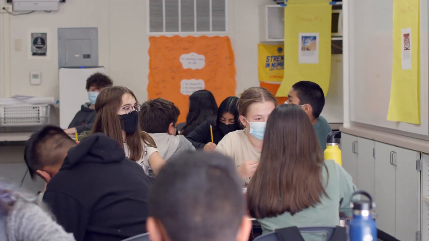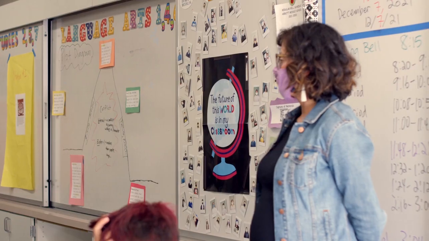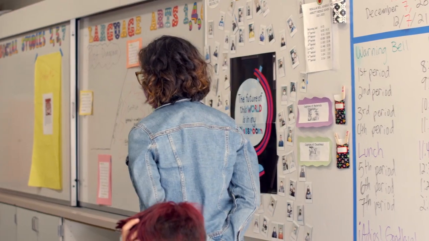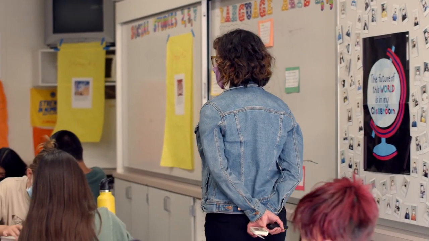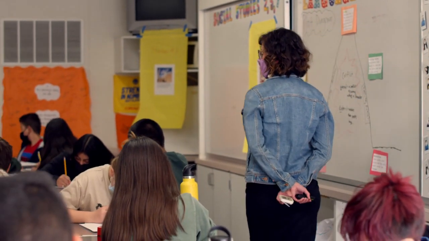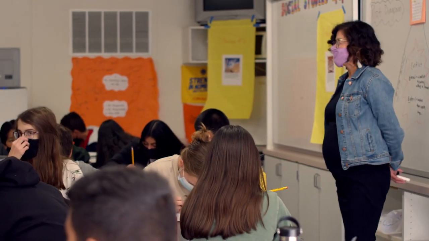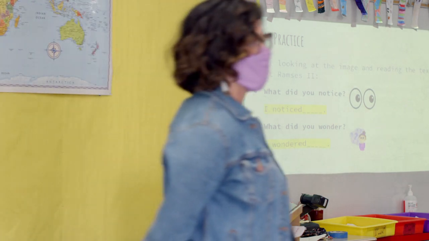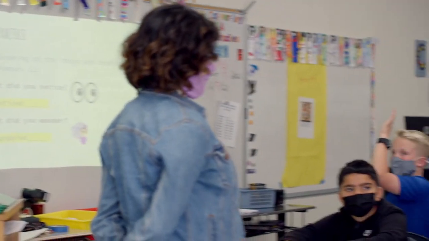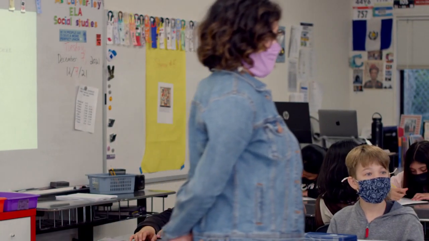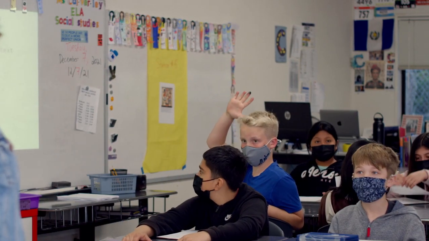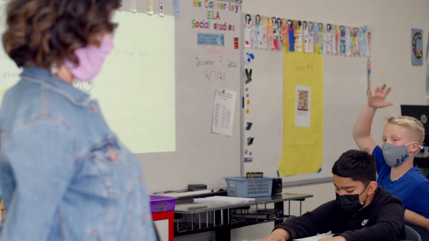So go ahead and take the next 2 minutes to write your wonderings and noticings. Just make sure you have at least one thing that you notice and at least one thing that you wonder. So, after looking at the image and reading the text about Ramses II, what did you notice? What is something that you noticed? Brian? I wonder why did he have to train at a young age?